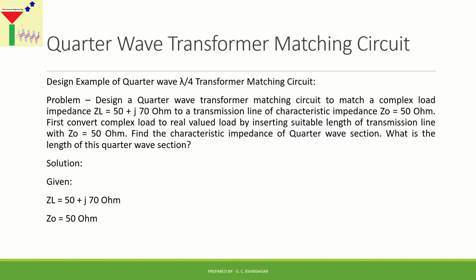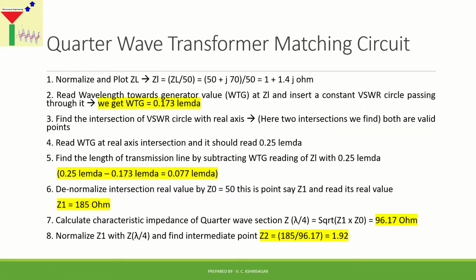Here, we do not need to specify any particular value of frequency because everything we are going to calculate is in terms of wavelength. So the given values are the complex load impedance 50 plus j70 ohm and the characteristic impedance of the transmission line, that is 50 ohm. Okay, so with this information we go ahead.